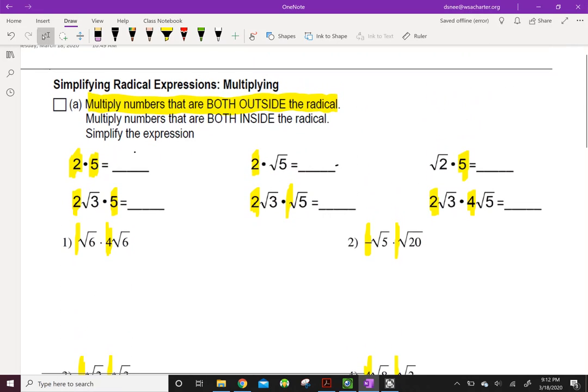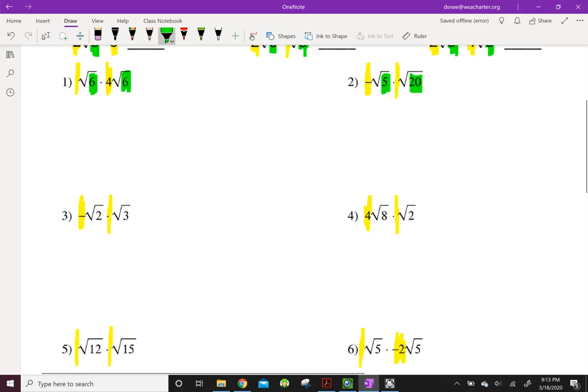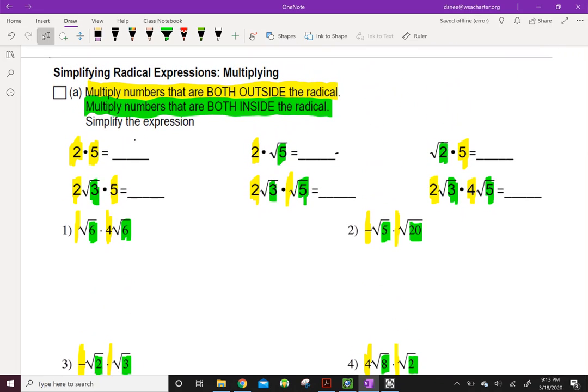Now I'm going to go back up to the top. I'm going to look at that other rule. And the other rule says multiply numbers that are both inside the radical. Now I'm going to highlight everything that's inside a radical. Right, in each equation, I can multiply those values, and those values, and those values. And these ones right here, right here, and right here, and right here. Okay, now I'm going to go back and I'm going to simplify the expressions.